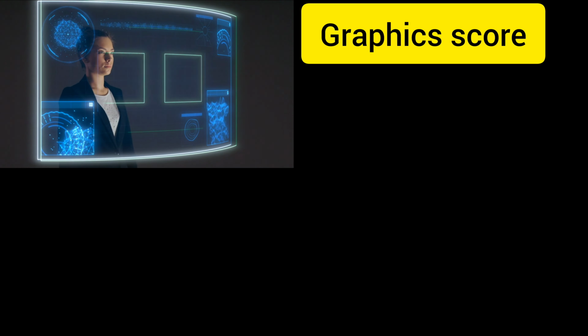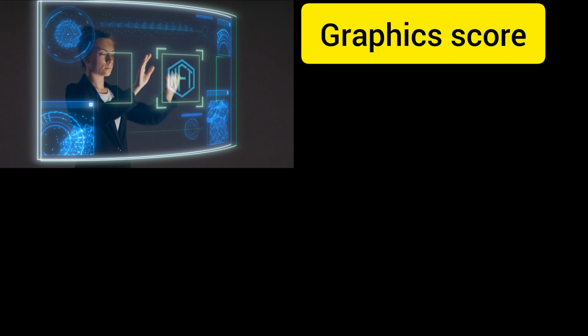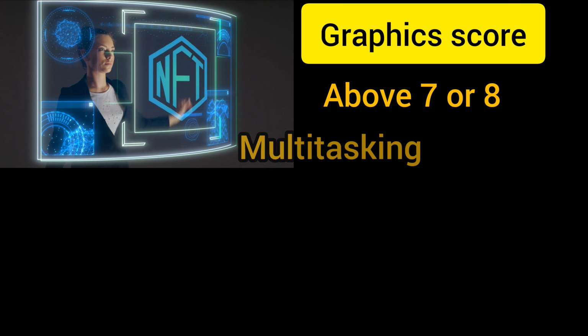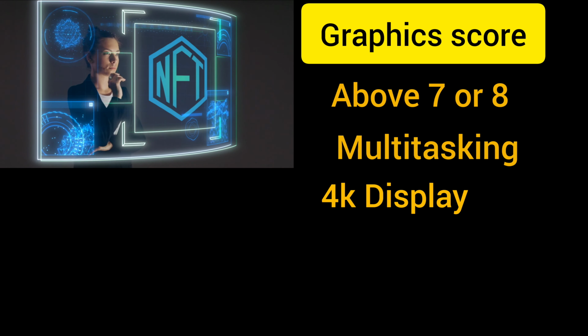Next is the graphics score. This checks your desktop graphics, like how smoothly your system handles animation and windows. If it's more than 7 or 8, it's great for multitasking, 4K display and smooth visuals.